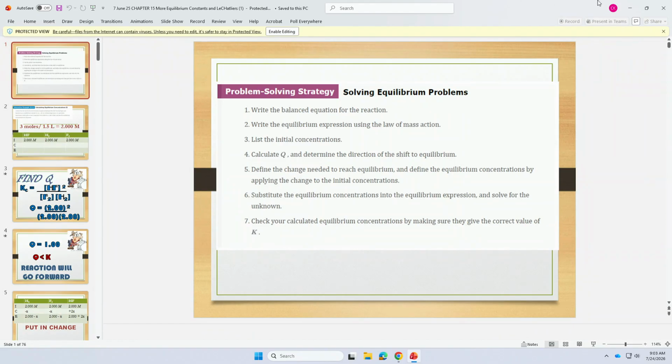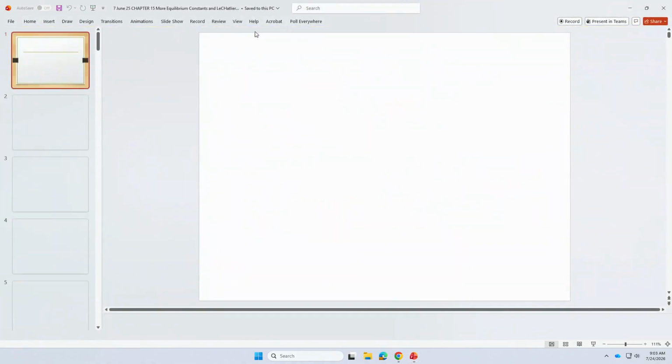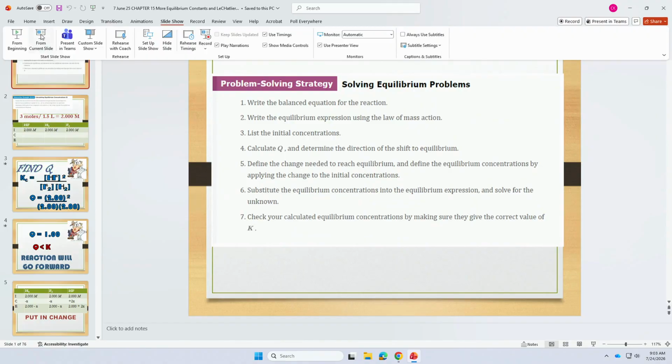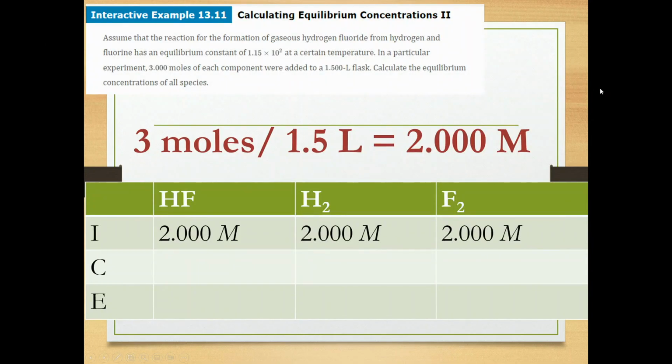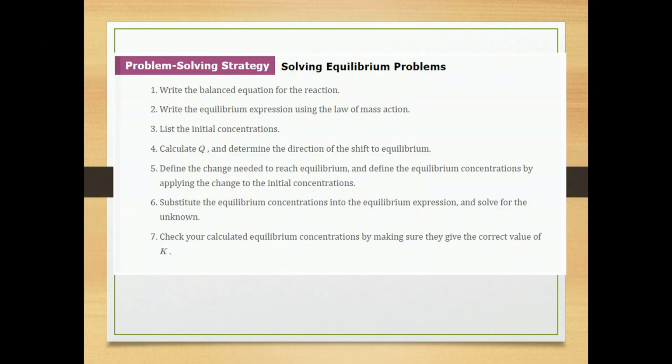So, review from yesterday. First thing you need to do is make sure your equation is balanced. Then this thing that says write the equilibrium expression using the law of mass action. Ignore that last part. The law of mass action doesn't mean anything. It just means write the K expression. List your initial concentrations. Get your icebox set up. Put your initial concentrations in.